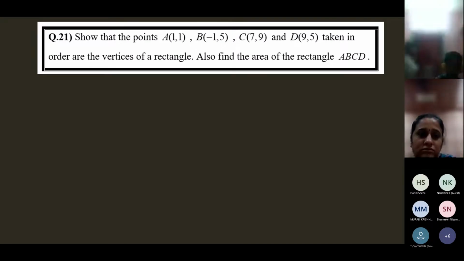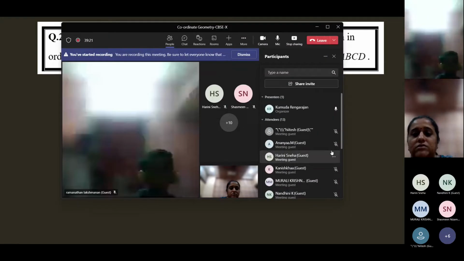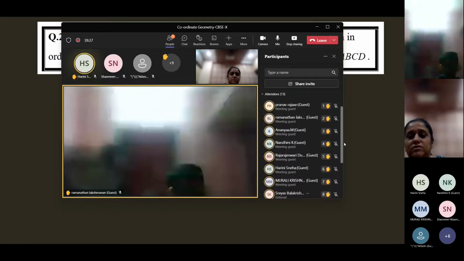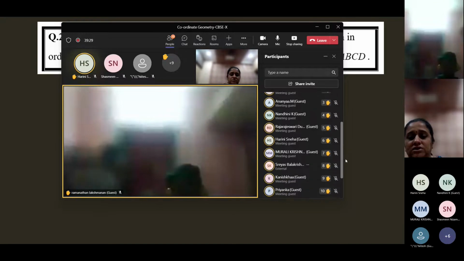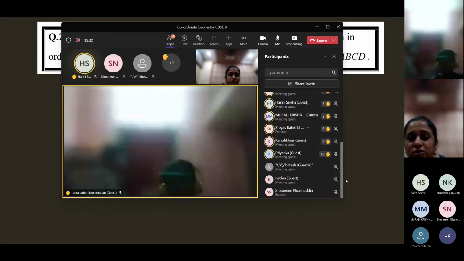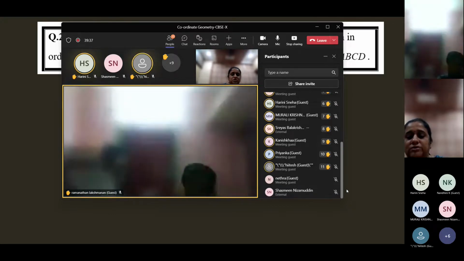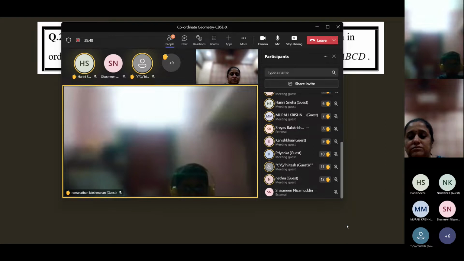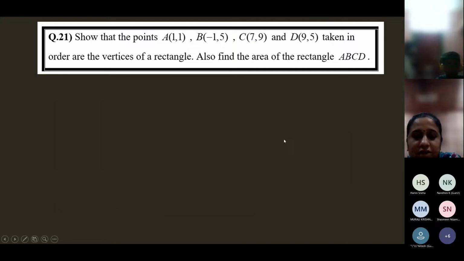Okay, so show that these points. Class, use the emoji. Raise your hand. Pranav, Ramnathan, Ananya, Nandini, Rajarajeshwari, Harini, Sneha, Murli, Shreyas, Kanishka, Priyanka, Hitesh, Netra, and Sashmin. All the children, very good. Sashmin, you're there, right?